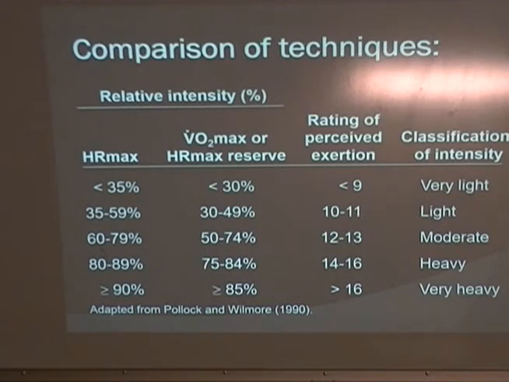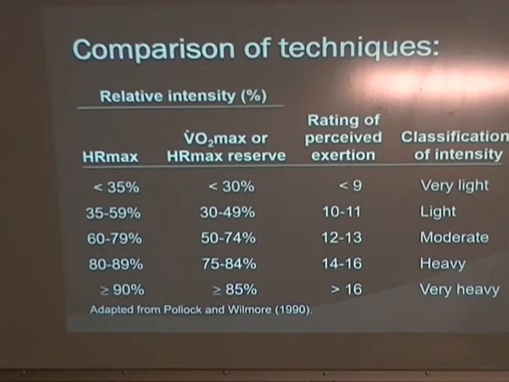The 220 minus your age is less accurate than the 207 minus 0.7 times your age. So I would use the slightly more accurate measure. The other option, if we ever get you guys back on campus, is to go to Dr. Barlow's lab and he'll run a VO2 max and heart rate max test on you. And then you'll know what your real heart rate max is versus an estimate of your heart rate max.